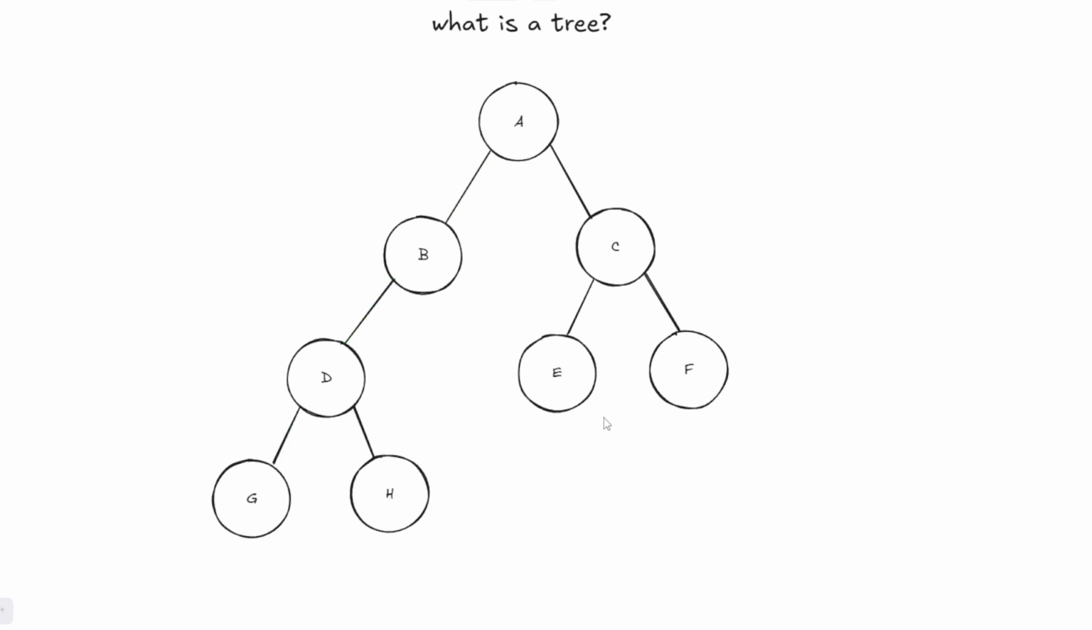Now, what do we say about E, F, and C? What is the height of E? Well, it's 0 because it's a leaf node. The same with F. Now, what about C? It's 1. Now, what about A? It's 3 because we take the longest path to a leaf, which is this one. Now we can move to traversals.